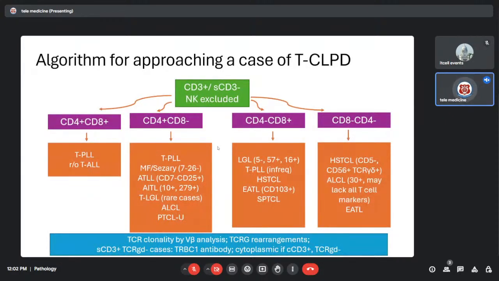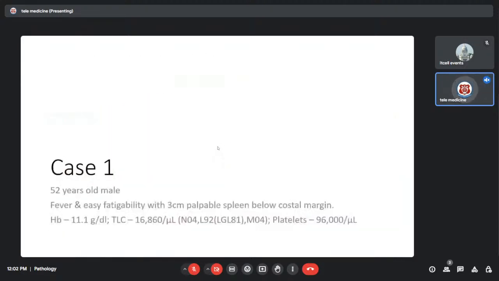Otherwise, clonality traditionally is done by assessing the TCR gene rearrangements. Now there is a TRBC1 antibody. You have surface CD3 expression along with the TCR alpha beta or lack of gamma delta. I'll show you examples of that as well. So with that, we'll quickly move to cases.